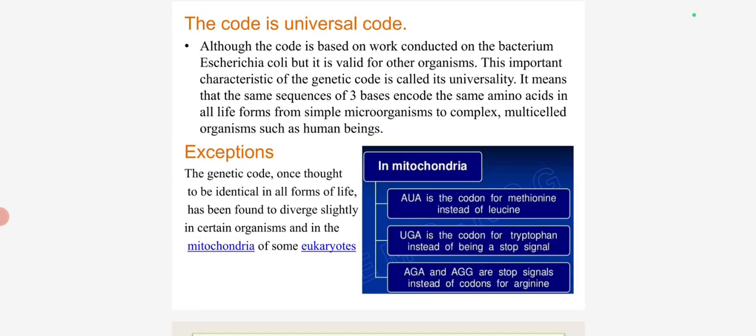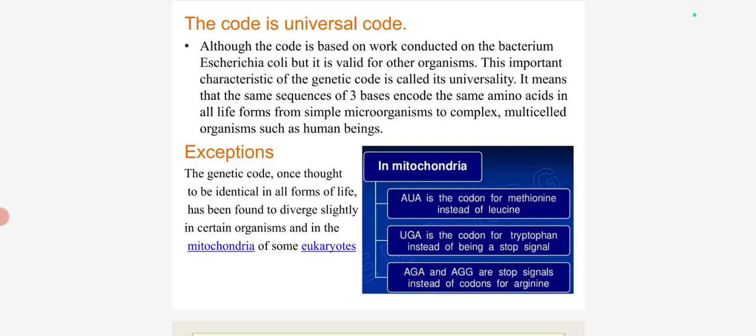The codon is universal, although the code is based on work conducted on the bacterium, especially Escherichia coli, but it is valid for other organisms also. This important characteristic of the genetic code is called universality. It means that the same sequence of 3 bases encodes the same amino acids in all life forms, from simple microorganisms to complex, multicellular organisms such as human beings.